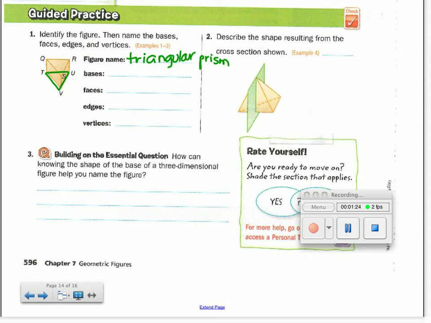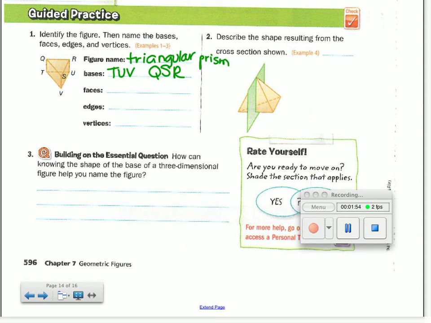So we're going to call this TUV. So TUV. Now if you wrote UVT, that's okay. If you wrote VUT, that's okay, as long as you have those three letters. And then there is actually a second base because there is a congruent side that's parallel, and that is QSR. QSR.